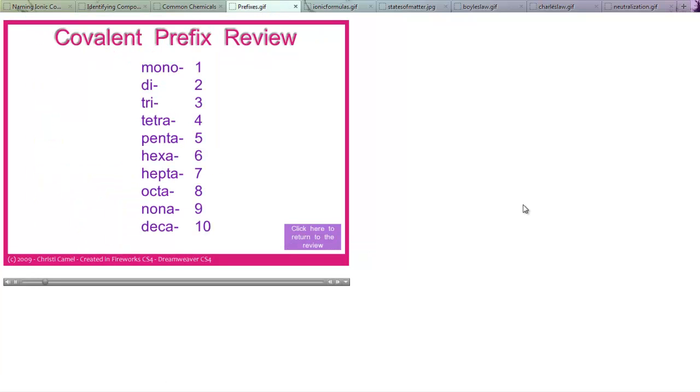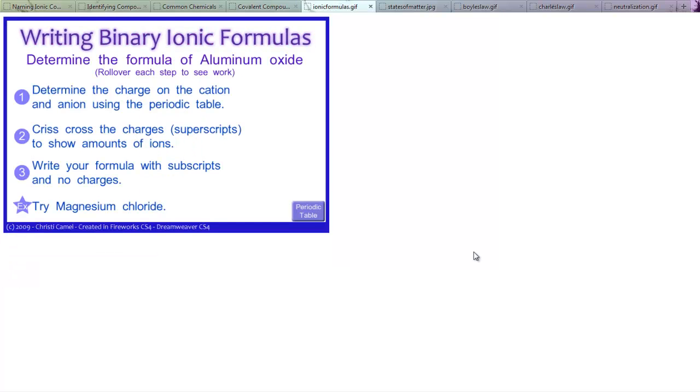As a review, remember that mono represents one of an element. Di represents two. Tri is three. Tetra is four. Penta is five. Hexa is six. Hepta is seven. Octa is eight, nona is nine, and deca is ten.